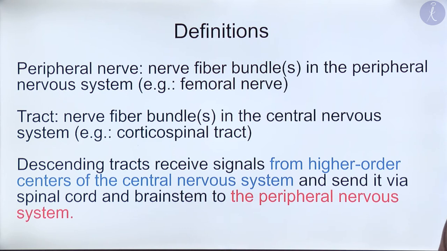Contrary to the ascending tracts, the descending tracts receive signals from the higher order centers of the central nervous system, such as the cerebral cortex, and send them via the spinal cord and brainstem toward the peripheral nervous system.